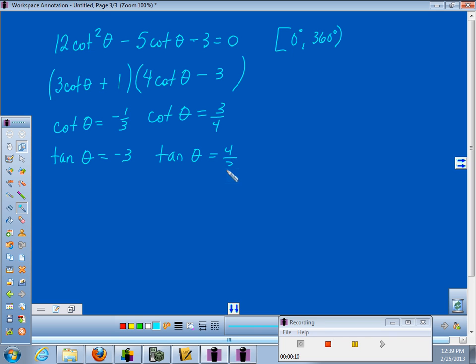So, now, the other thing I should have asked you: are these possible values? What kind of values can tangent and cotangent have? Tangent can be anything. So if you see a tangent or cotangent, you know you've got numbers that are going to work. Now you can pop it in your calculator and say, okay, I need the inverse tangent.